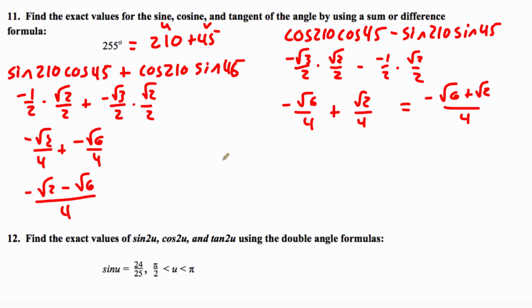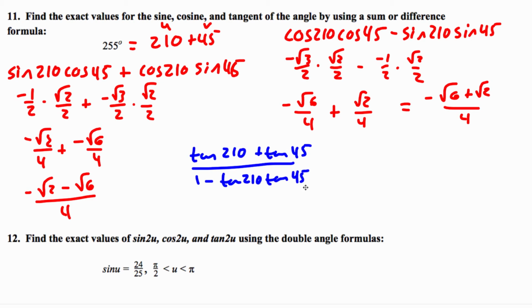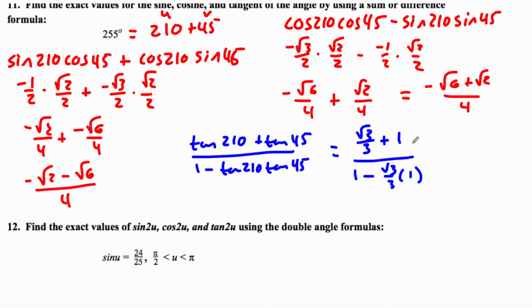So if we're doing the tangent sum formula, we're going to do the tangent of 210 plus the tangent of 45 all over 1 minus the tangent of 210 times the tangent of 45. So on top, the tangent of 210 is root 3 over 3 plus the tangent of 45 is 1, all over 1 minus tangent of 210 is root 3 over 3 and tangent of 45 is 1. Now we're going to do some simplifying. Taking this root 3 over 3 times 1 on the end, we don't really need to put the times 1 in there, so I'm just going to erase that to start cleaning this up a little bit.